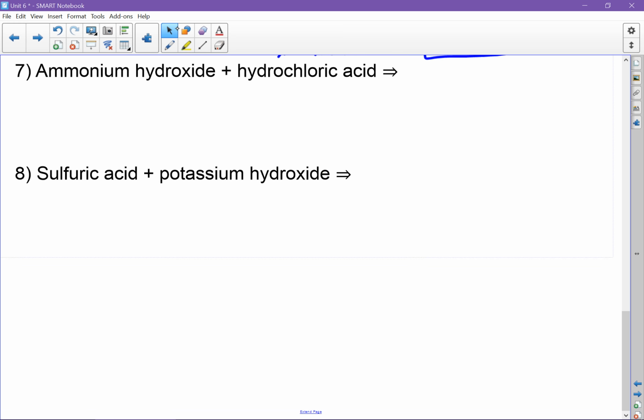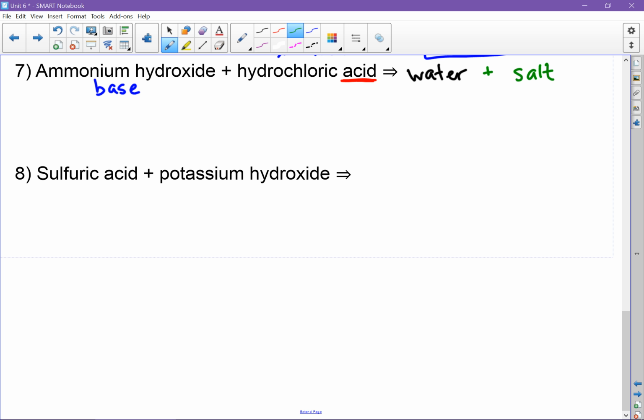Okay, let's do some of these neutralizations. So neutralization is always an acid and a base. So here is the acid, and this one is the base. We know that we always have to make water, and we have to make salt. That's the general formula for any neutralization reaction. Okay, so now we have to write the formulas for everything, and everything here is ionic.